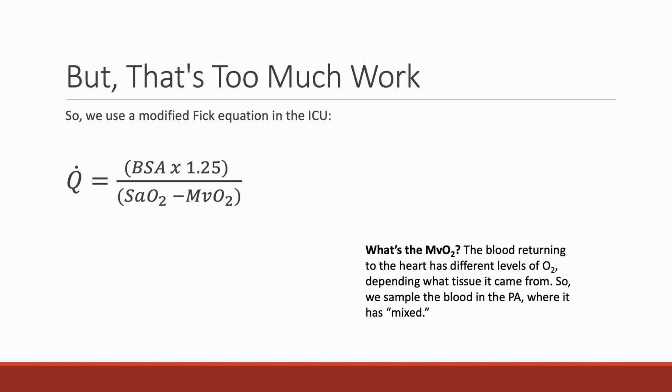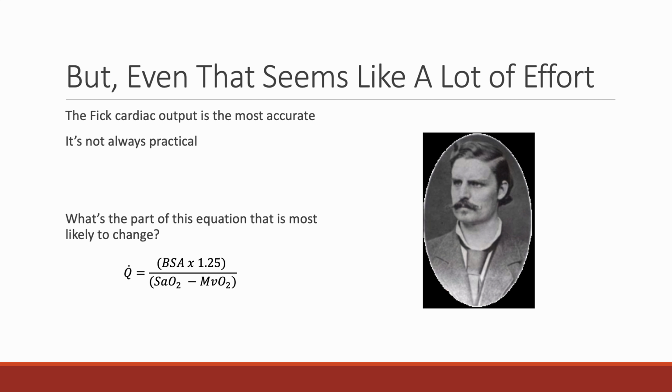Now, that's even too much work, though. We can actually make it even simpler. So we do this calculation once a shift, maybe twice a shift if we need to, because it gives us perfect information or near perfect information. We really like this. But what about this is really the only thing that's ever going to change. Is the body surface area going to change? No. Is the constant 1.25 going to change? No. Is the SaO2 even going to change? No. I mean, the patient's on 100% FiO2 or 60% FiO2 or whatever.